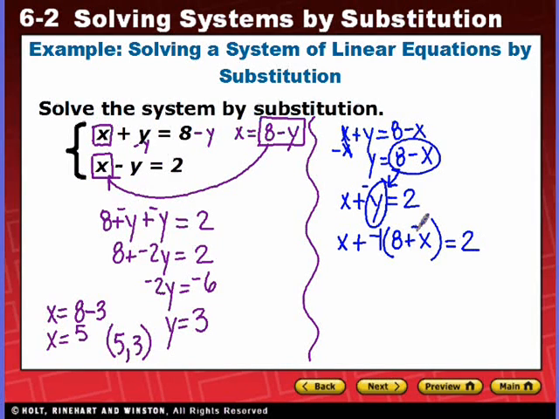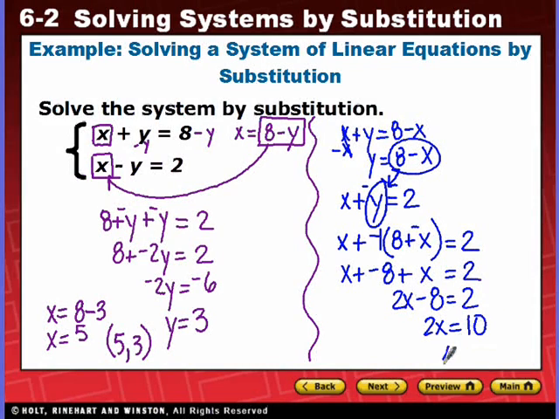Let's zip zap that also. We get x plus negative 8 plus negative 1 times negative x is x equals 2. 2x minus 8 equals 2. Add 8 to both sides. 2x is equal to 10. So 1x equals 5. That better be what we got before.